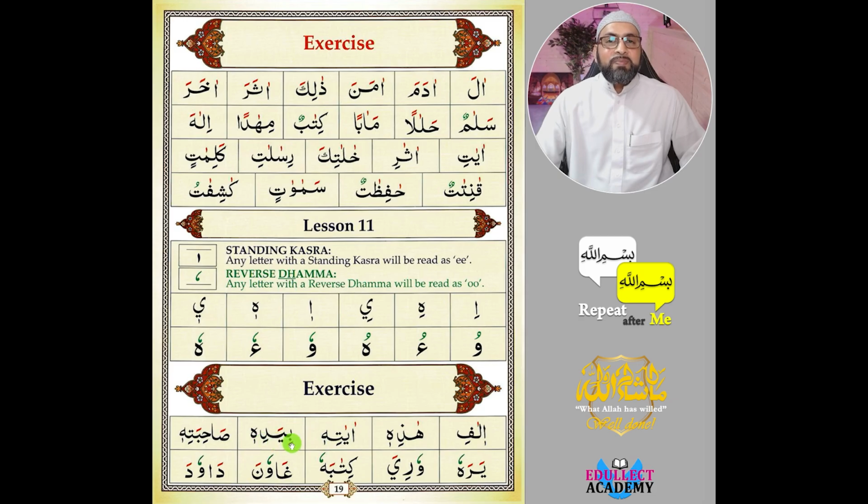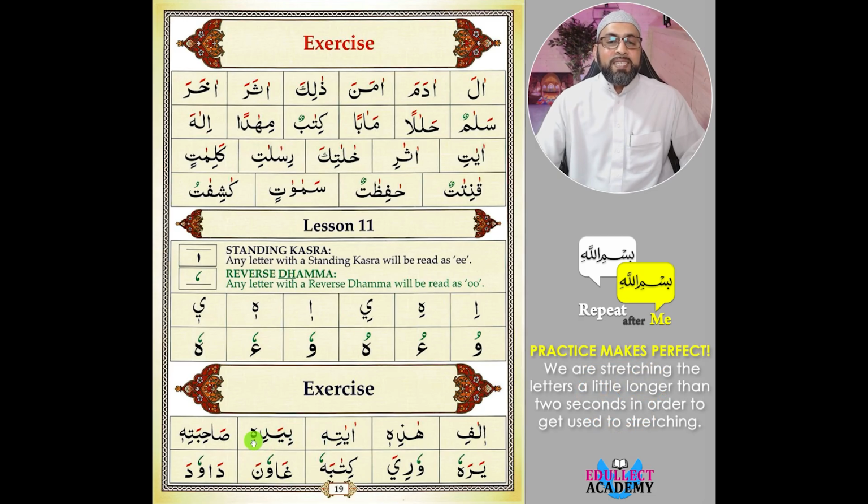Biyadihi. Again. Biyadihi. So the ha has the standing or dagger kasra. So we make that 2 harakats long, 2 beats long. Biyadihi. Next.